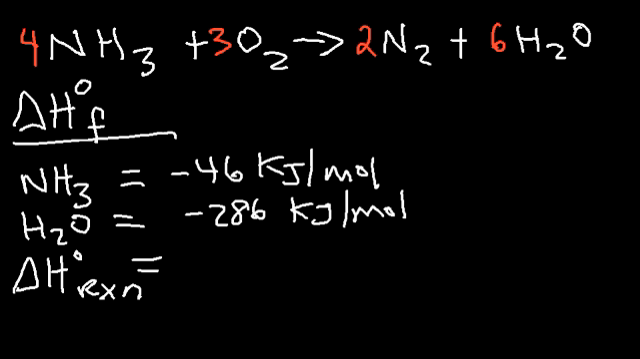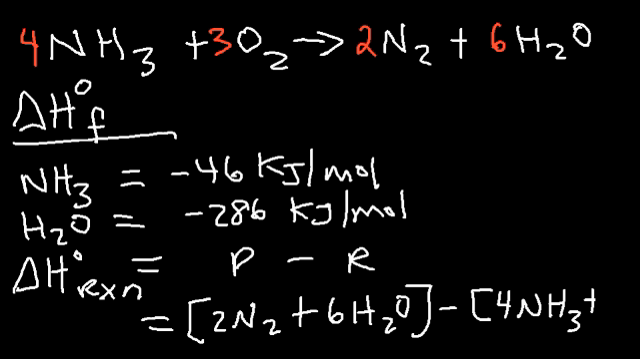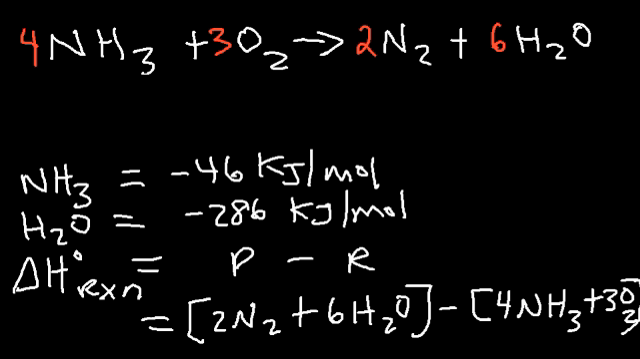So the enthalpy is going to be the sum of the heats of formation of the products minus the sum of the heats of formation for the reactants. So the products are N2 and water, they're on the right side, and the reactants are the 4 NH3 molecules plus the 3 O2 molecules. So now we can just plug in at this point.